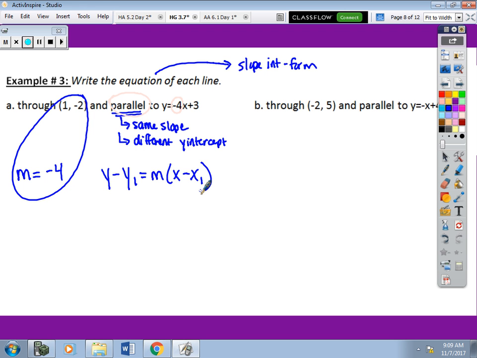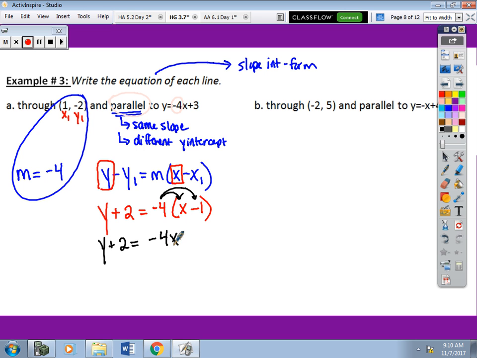So we're going to plug in, again, this is your point. So this is your x1, y1. Remember, the y itself and the x, they stay there as variables. So we'll get y minus a negative 2, which will become y plus 2, minus a negative, equals m, which we identified as negative 4, times x minus x1, which is 1. And then I do want this in slope-intercept form, so at that point I have to distribute and solve for y. So I want to distribute this first.